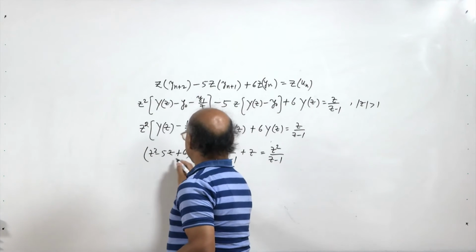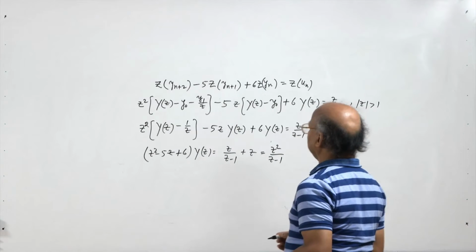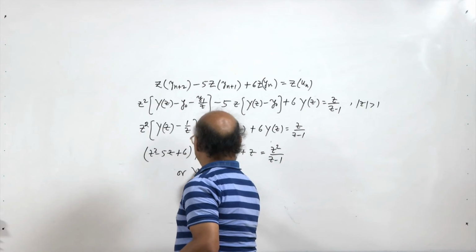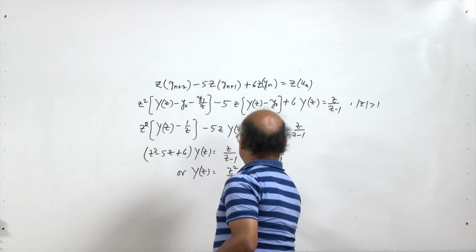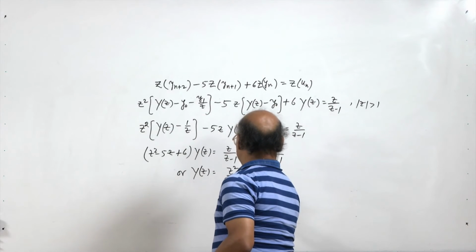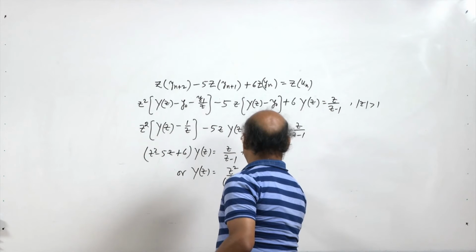Now, the factors here are z minus 2 and z minus 3. So, we can write Y(z) equal to z square divided by z minus 1, z minus 2, z minus 3.